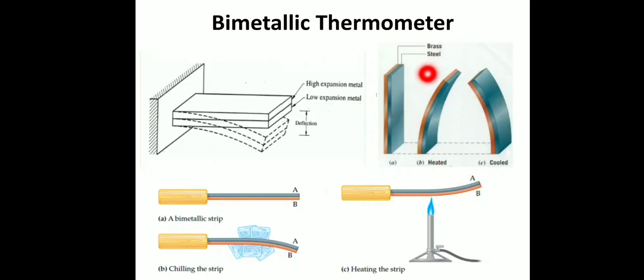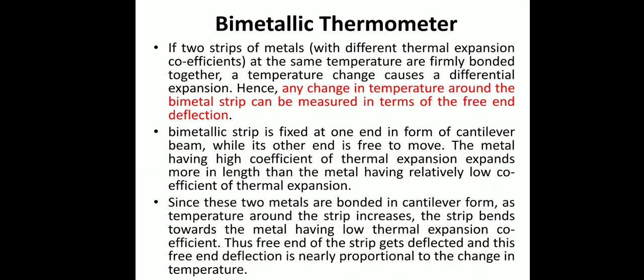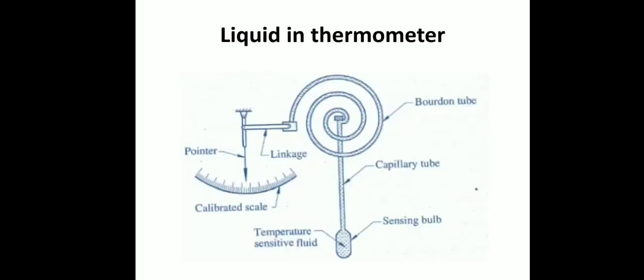There is an example of a bimetallic strip, that is, a brass steel system. From this figure itself you can see that the indigo color shows steel and the orange color shows brass. Like this mechanism we can find out temperature. This gives the theory behind the bimetallic thermometer. The basic principle is any change in temperature around the bimetal strip can be measured in terms of free deflection. By using this principle we can determine temperature difference. All other parameters have been mentioned previously.